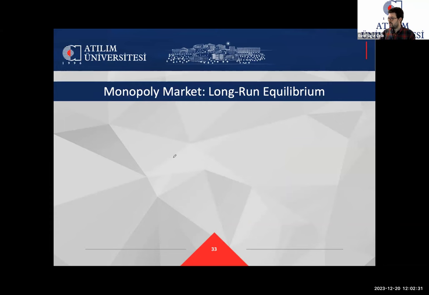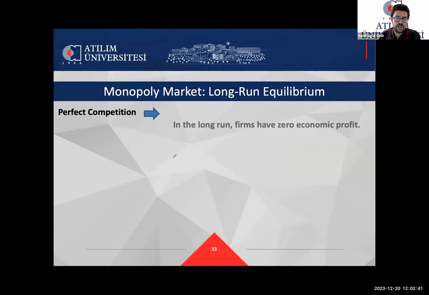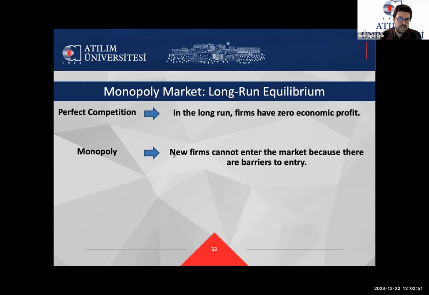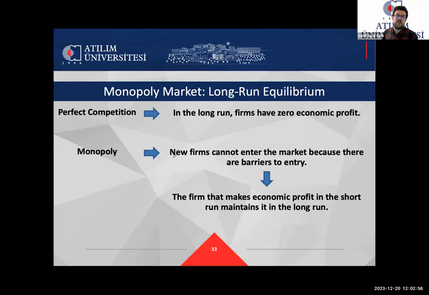Okay, let's talk about the long-run equilibrium for the monopoly. I said in perfect competition, there's zero economic profit in the long run. But in the monopoly, there are no rival companies over there, and there are barriers to entry. So the monopoly firm goes on with their profit, okay?